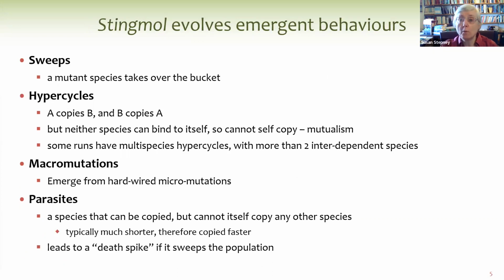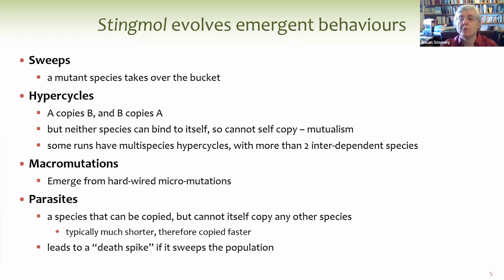And there's quite a lot of complex stuff that does happen. There's a lot of emergent behaviours that get evolved. First of all, there's something we called a sweep, where a mutant species takes over and becomes the dominant species in the bucket. We have a variety of hypercycles that evolved and emerged, and that's where A copies B and B copies A, but neither string can bind to itself, so it can't copy itself.